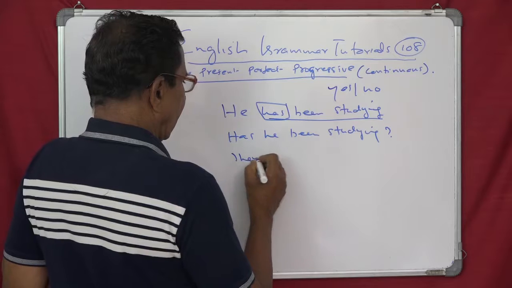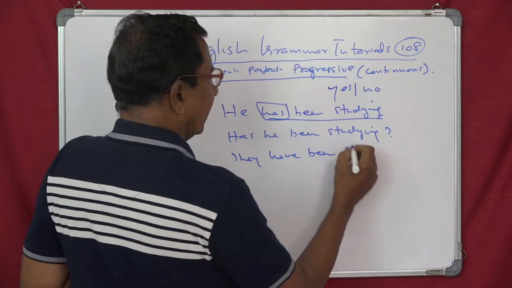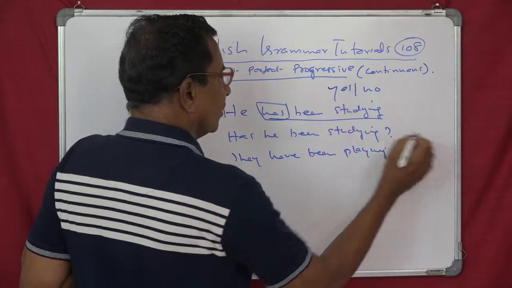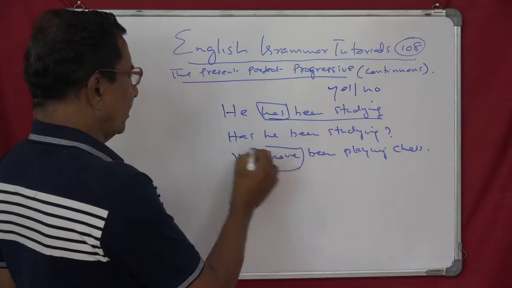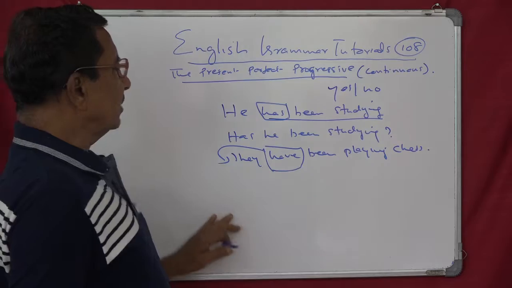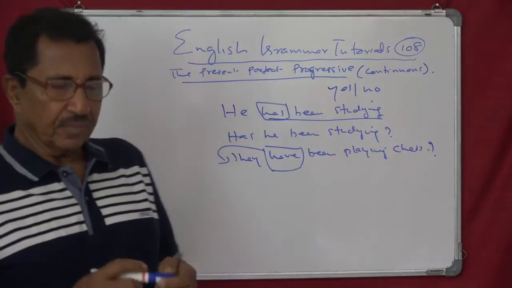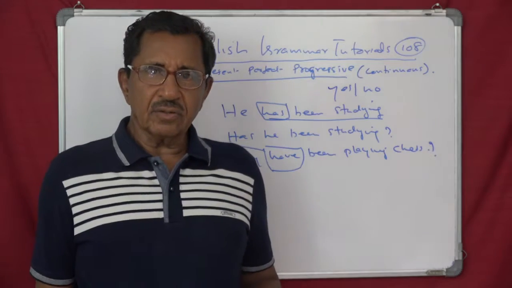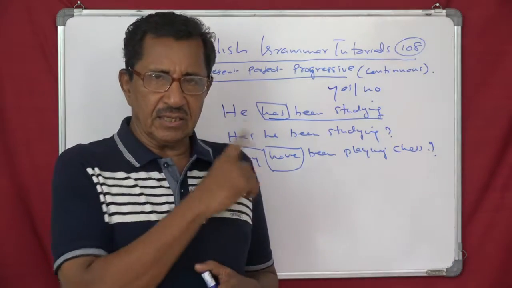What is it? They have been playing chess. So you want to make a yes or no question? Take the first part, bring it here. Then you will get: have they been playing chess? Listen. Boys have been singing. So the question is: have the boys been singing?